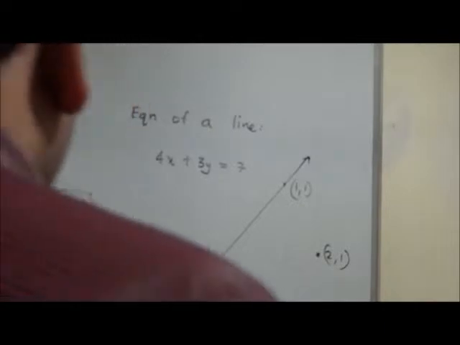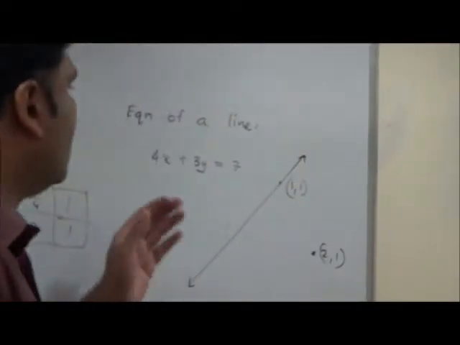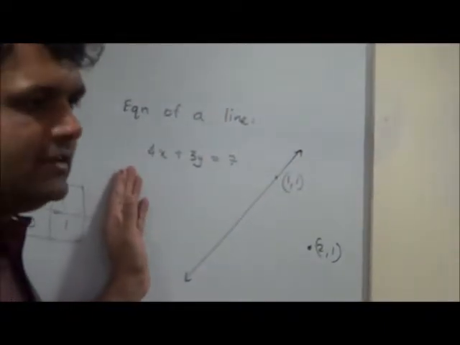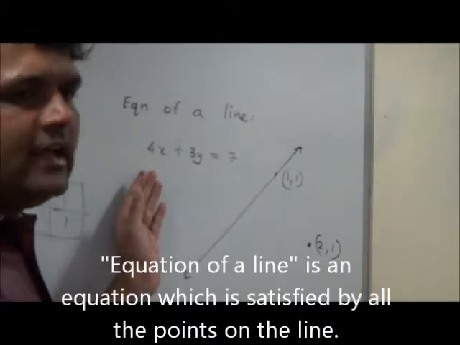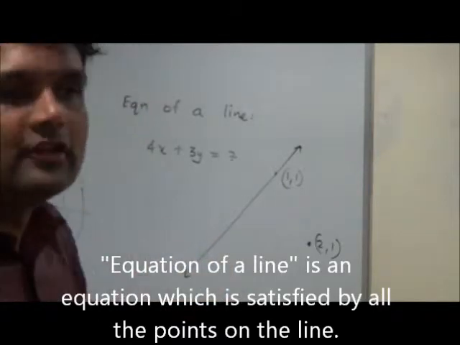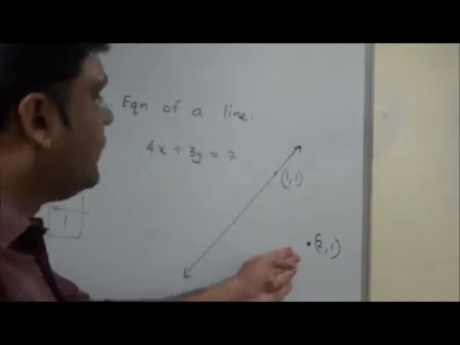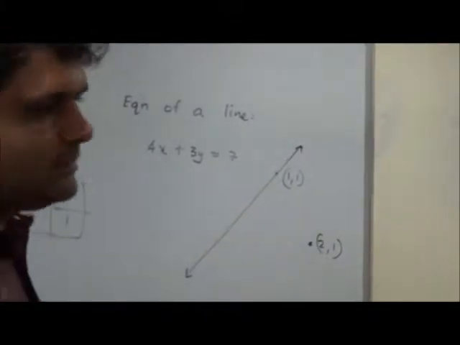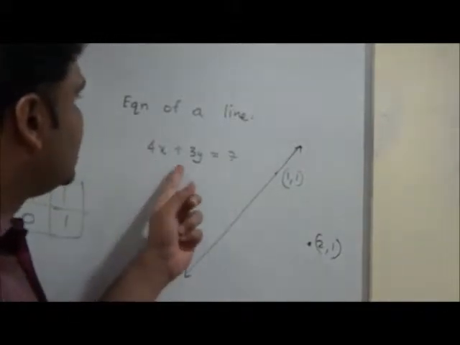Please observe. Let's say we want to understand what the equation of a line is. The equation of a line is an equation which is satisfied by all the points lying on the line and which is not satisfied by any point outside the line. Examples. Consider this equation: 4x plus 3y equal to 7.